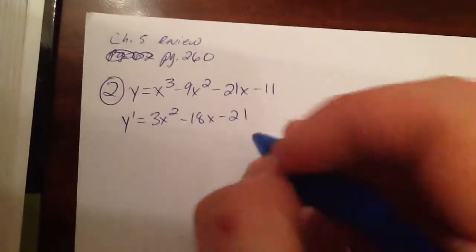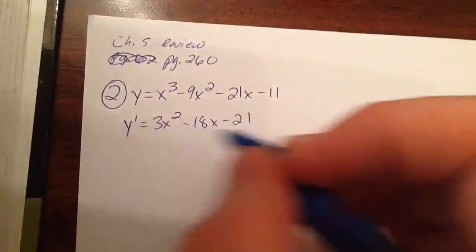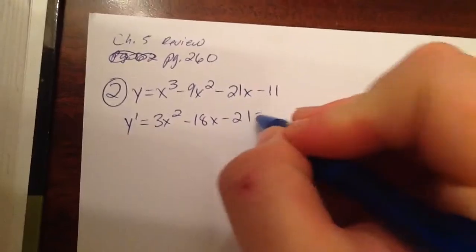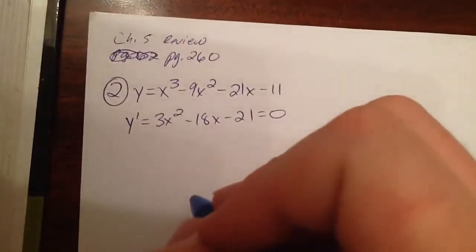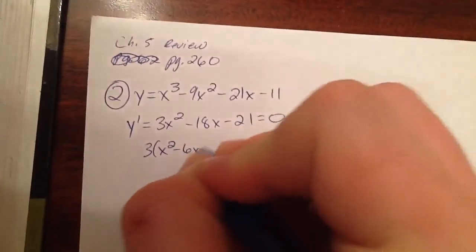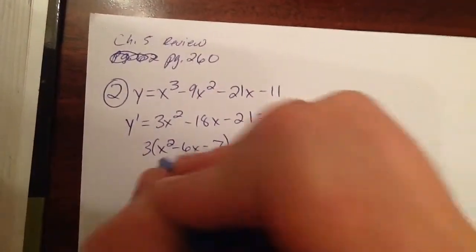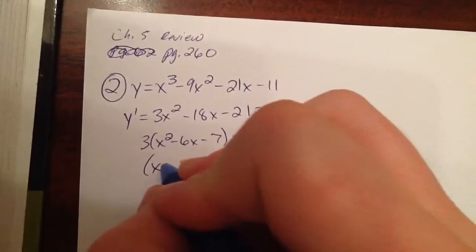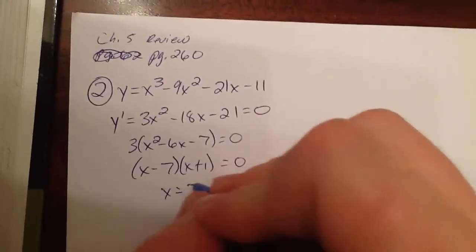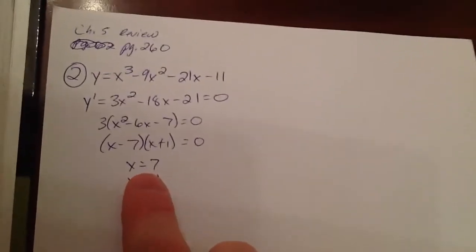And then we have to find where the slope is 0, right? Because that's where our hills and valleys are for our extrema. So I'll set that equal to 0 and factor it. Looks like they have a 3 in common. That'll make it easier. Yep, now it's easy. Minus 7, x plus 1. So x equals 7 and x equals negative 1. That's where your slope will be 0.